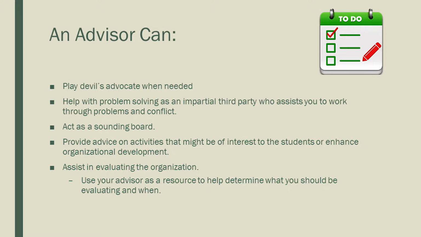Provide advice on activities that might be of interest to students or enhance organizational development. So does your advisor, well, I know you mentioned they're not really involved, but do they ever tell you about things that are going on around campus or anything? Not really? Okay. So maybe that's another expectation. You want them to tell you some things that are going on around campus that you might not even know about. They get hundreds of emails a day.